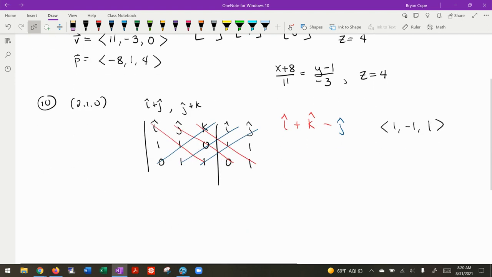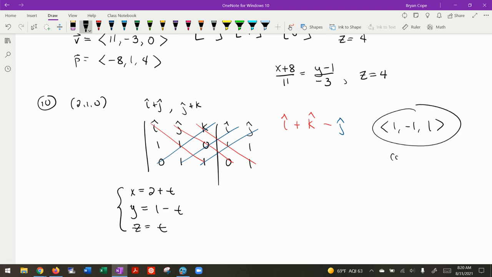Okay, so if we want to do this parametrically, it would be x equals 2 plus t, y equals 1 minus t, and z equals t. Remember, the coefficients of t are coming from the direction vector. These are the coefficients of t. So to solve these each for t, it would be x minus 2 equals (y minus 1) over -1 equals z. So that would be symmetric equations.